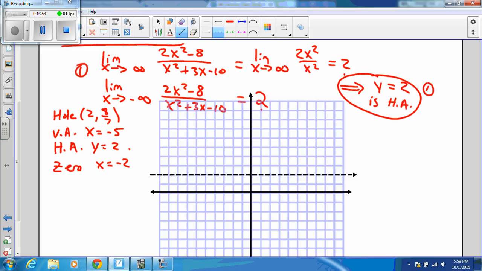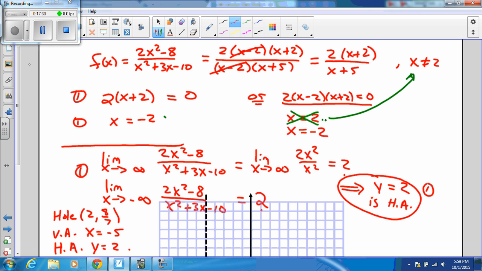Here comes the horizontal asymptote, y equals 2. The arrowhead is just extra. We don't need to worry about that. And here comes our vertical asymptote, x equals -5. And we are going to plot our 0 at x equals -2. And we're also going to plot our hole at x equals 2 and y equals 8/7, which is just a little bit above 1.